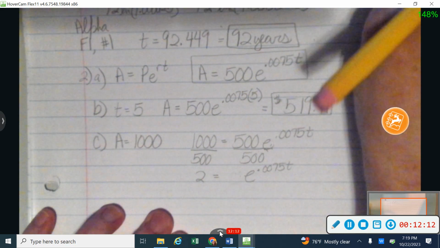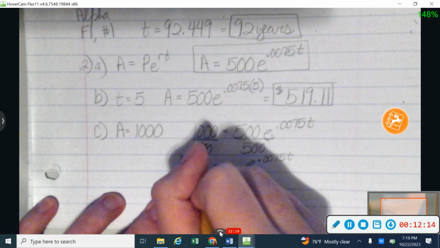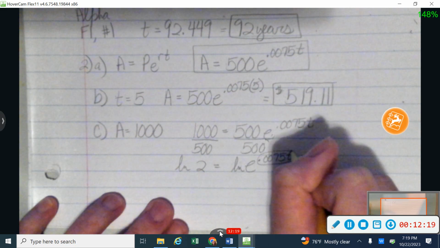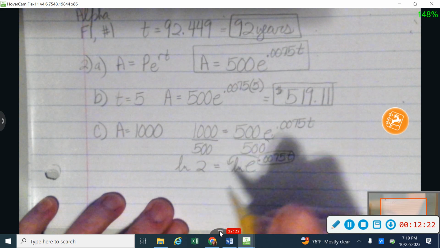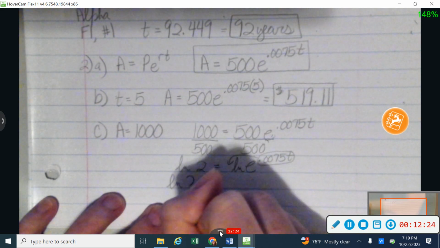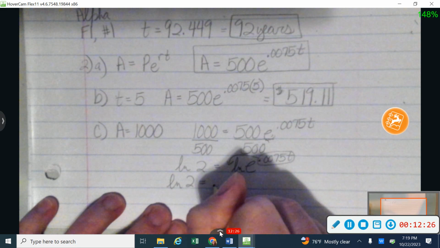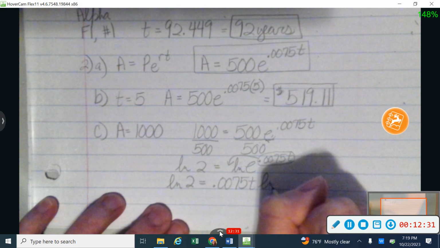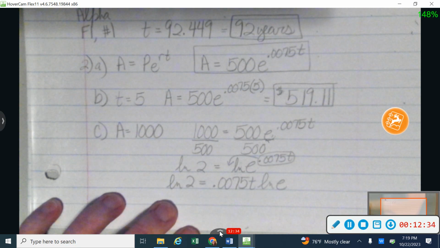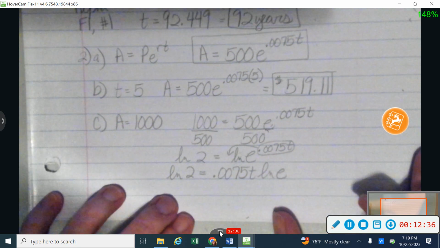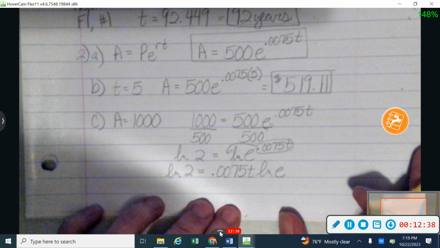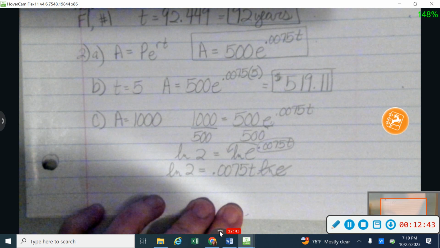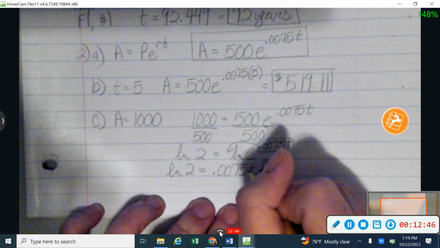All right, I'm going to use the same process I used up above. I'm going to go ahead and take the natural log of both sides. Something nice is going to happen with that this time. That's going to bring all of this to the front. So that's going to give me the natural log of 2 on this side, and 0.0075t times the natural log of e on that side. Now what's nice about this one is that the natural log is really a log with a base of e. So my natural log and my e are going to cancel each other out. So a natural log and an e always cancel each other out.